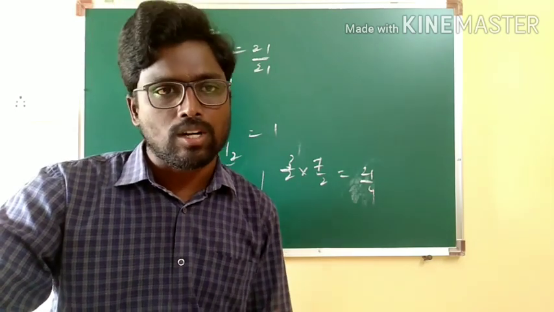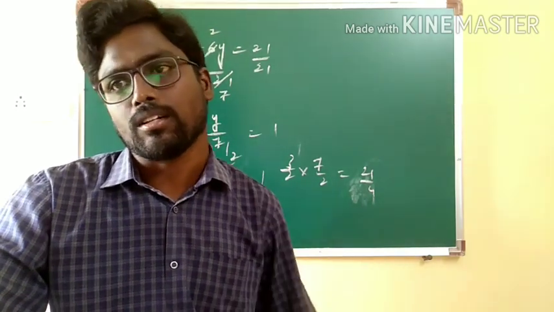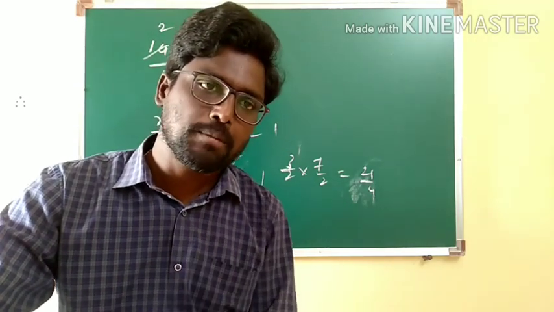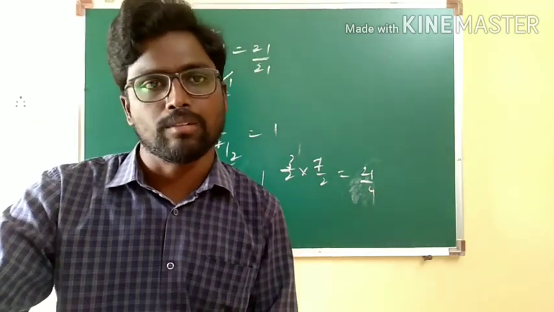The alternate method, what I have said, is you go through the given options and check for the given conditions such as a plus b is equal to 5 and ab is equal to 21 by 4.